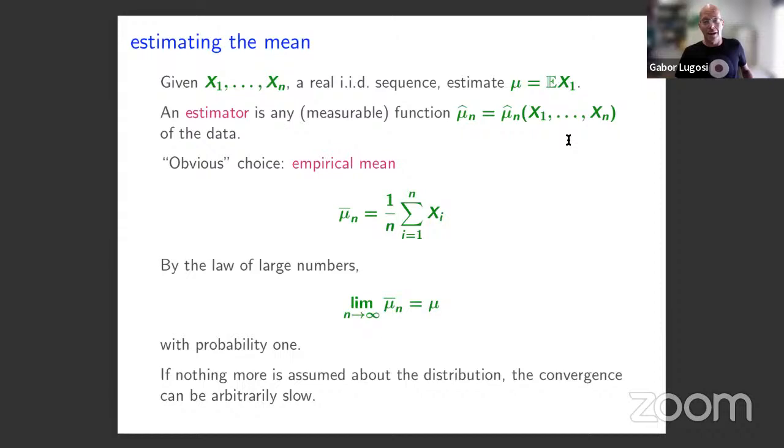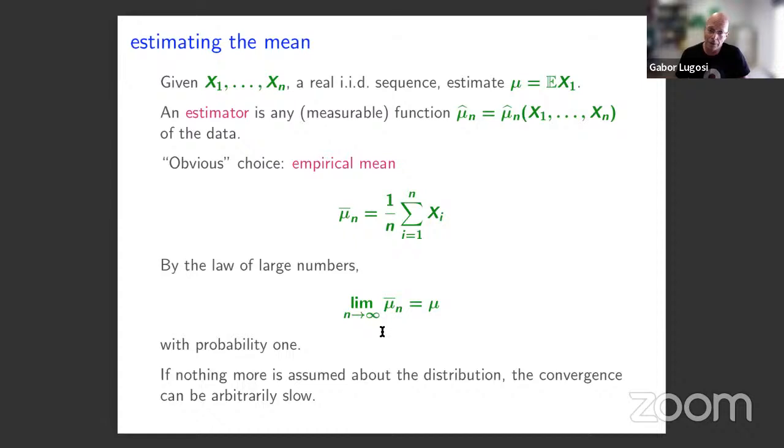Of course, if you want to estimate the mean, the natural choice that's been used forever is the empirical mean. We just sum these random variables and divide by the sample size, and that's mu n bar. This makes sense because of the well-known law of large numbers, which says that this will converge to the expectation no matter what the underlying distribution is. So as the sample size goes to infinity, this will be a consistent estimator of the mean. If you're not willing to assume anything else about the distribution apart from the finiteness of the expectation, then basically this is the best we can say. This convergence can be arbitrarily slow, no matter what estimator you come up with.